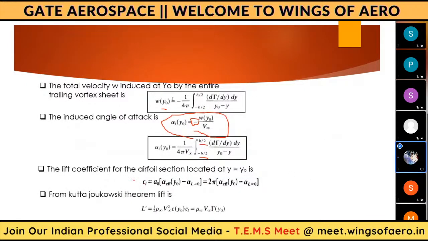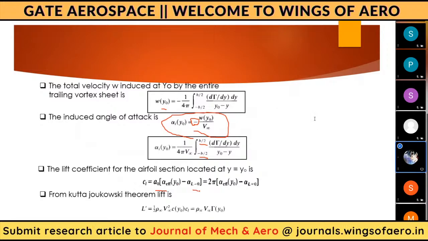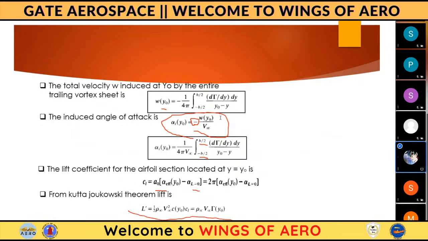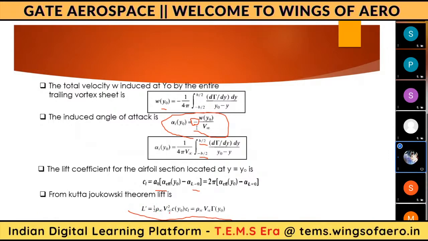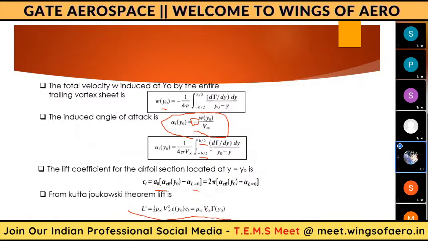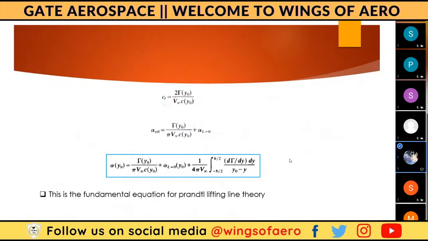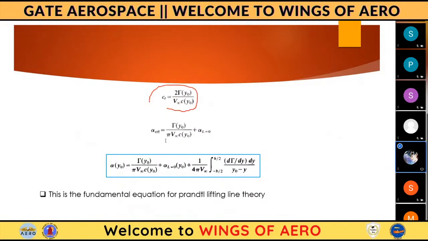So the lift coefficient equation for this aerofoil section is CL equal to a naught into alpha effective of y naught minus alpha L equal to 0, that is equal to 2 pi into alpha effective minus alpha L equal to 0. So after finding CL, we can find the lift of the particular section. So L equal to half rho infinity V infinity square S into CL, this formula you know. By the Kutta-Joukowski theorem, we know L equal to rho infinity V infinity gamma of y naught. So from that, CL equal to 2 gamma of y naught divided by V infinity c of y naught.